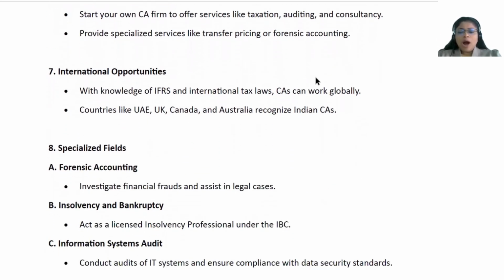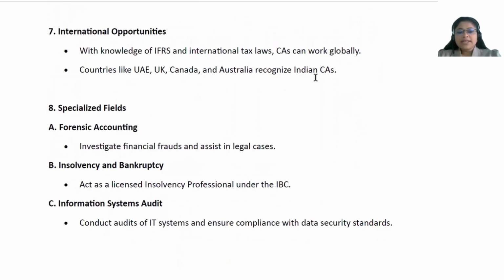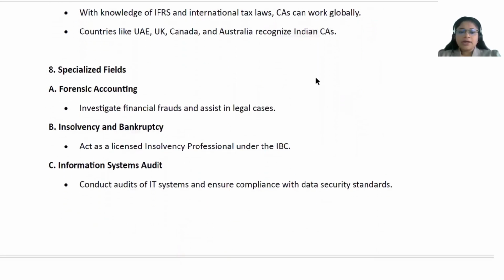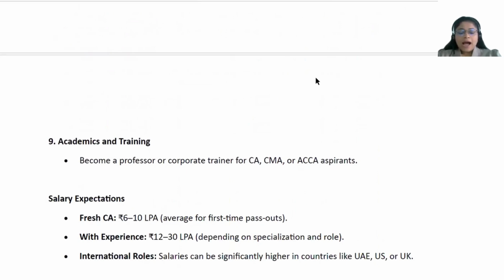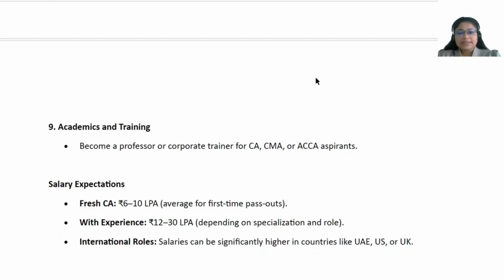There are also out-of-the-box works, like if a person is interested in specialized fields such as forensic accounting, insolvency and bankruptcy, information system audit, there is scope in this. Apart from this, academics and training is evergreen. So one can become a professor after qualifying and become a corporate trainer for CA, CMA or ACCA aspirants.